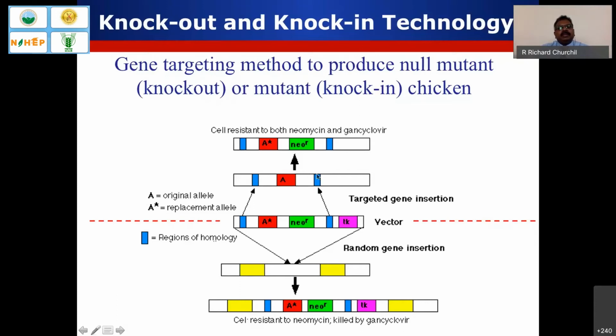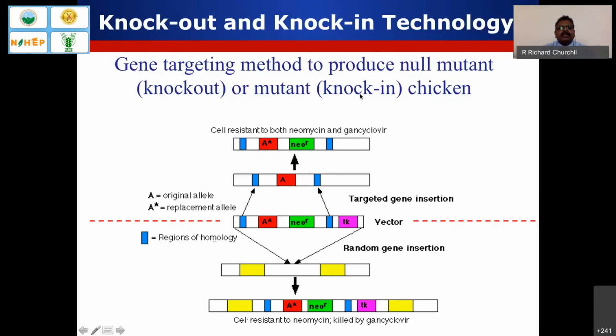When a native gene, a gene present, is inactivated, now this A is inactivated and A star is introduced, then this animal is called a knockout animal, because that gene originally present is removed or it is inactive. So then you can call this animal a knockout. Here, a new gene is introduced.